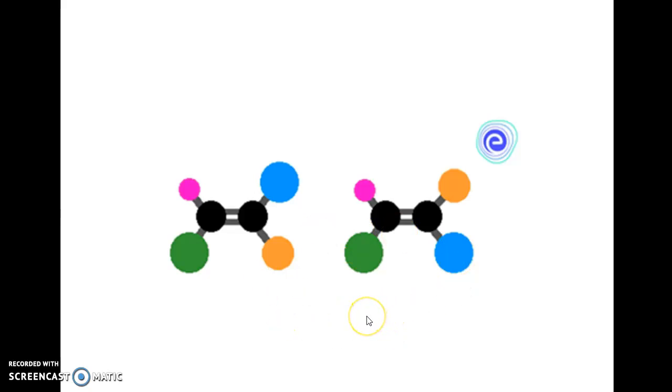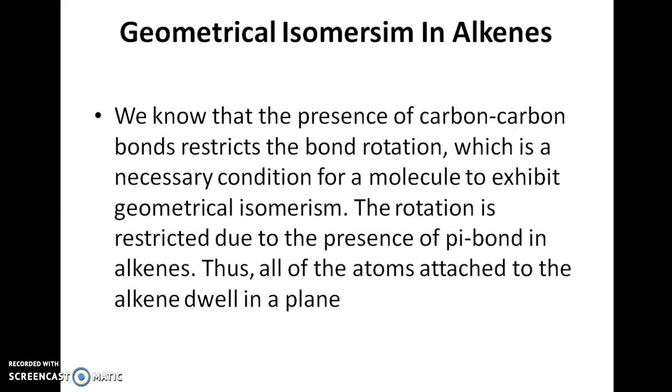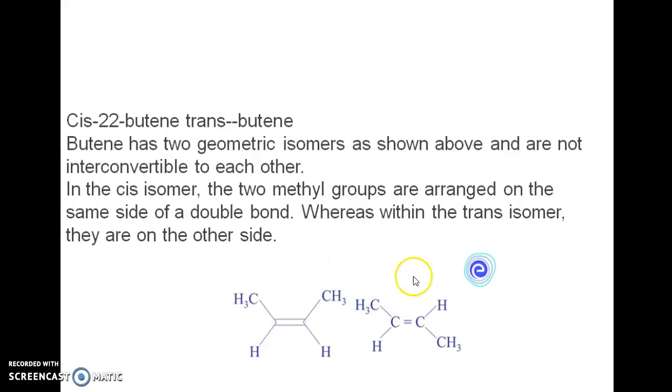So, this is a three-dimensional view. The presence of the carbon-carbon double bond restricts bond rotation, which is a necessary condition for the molecule to exhibit geometrical isomerism. The rotation is restricted due to the presence of the pi bond in alkenes. So all the atoms attached to the alkene lie in the same plane. Cis-2-butene, trans-2-butene. Butene has geometrical isomerism as shown in the figure.